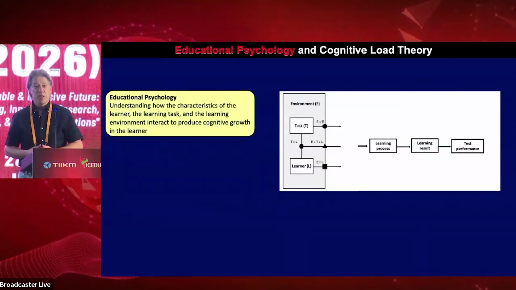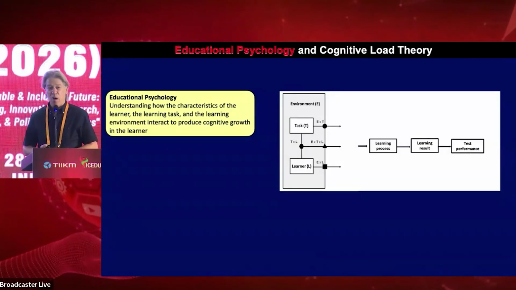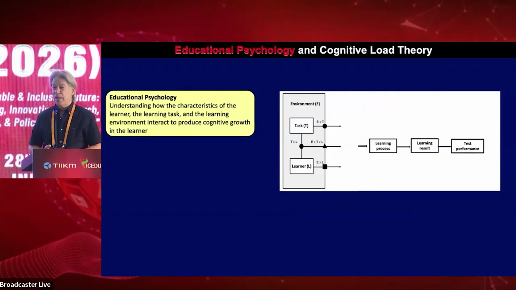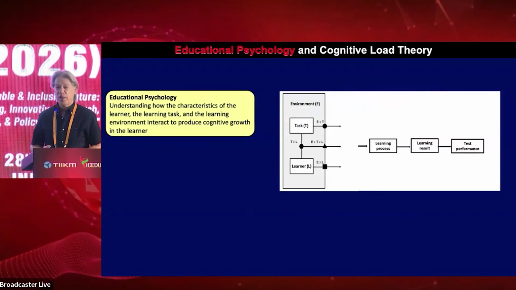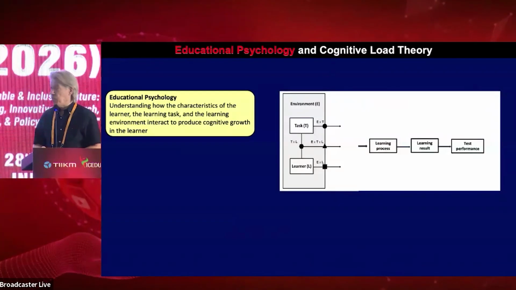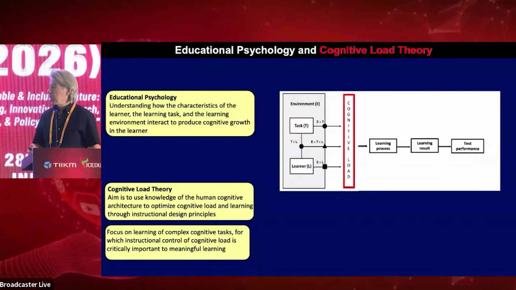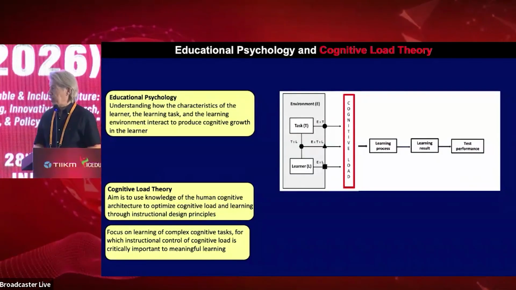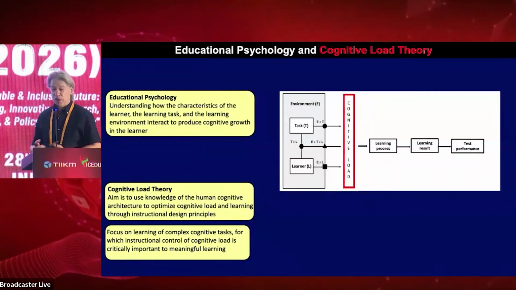So I'm an educational psychologist. I heard that there are a lot of people from other disciplines here. In educational psychology, we are interested in how the interaction between the learner, the learning task, and the learning environment can promote efficient and effective learning. We are specifically interested in the underlying processes of learning, and one of these processes is cognitive load. In cognitive load theory, we aim to use the empirical knowledge we have on the human cognitive architecture to optimize cognitive load and learning through instructional design principles.